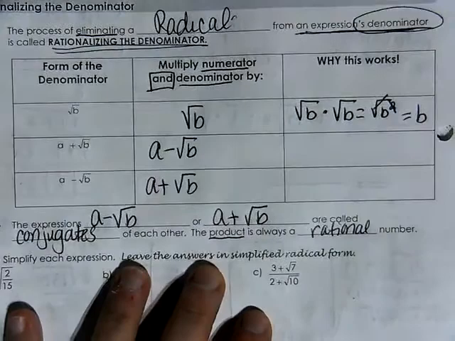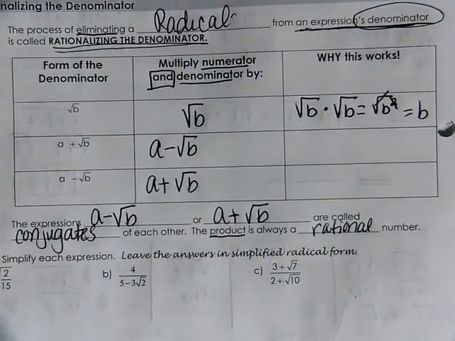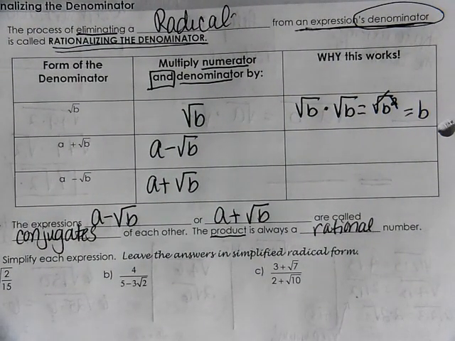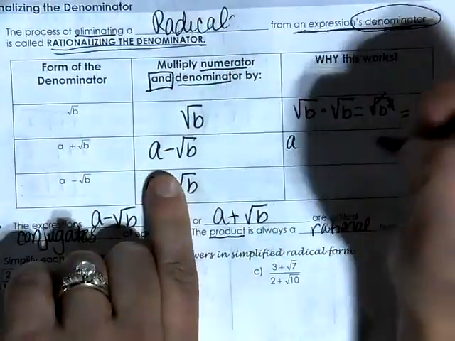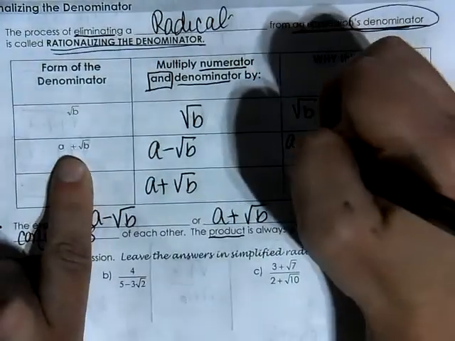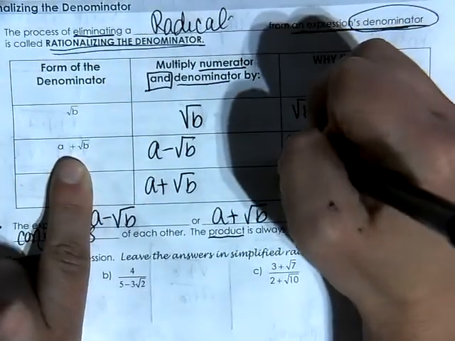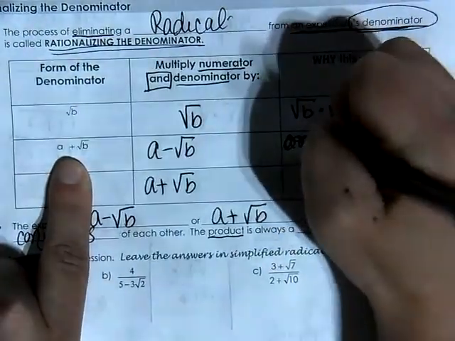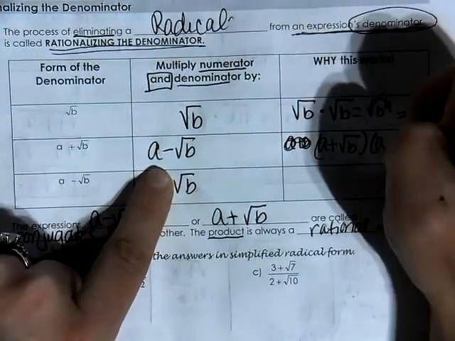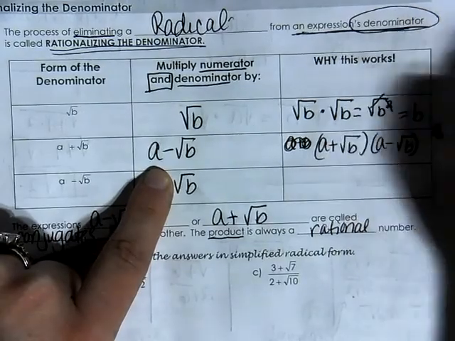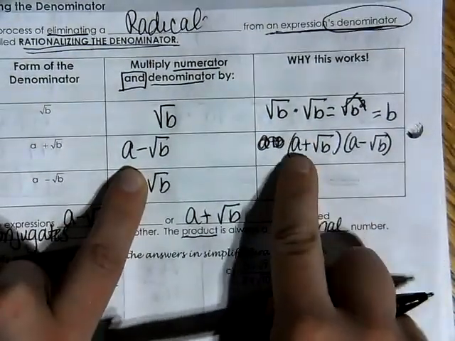And a rational number simply means it's a number that we can reason out. It's a number that will be nice to work with. It might be positive, might be negative. Here's why this works. If I were to multiply my denominator of a plus the square root of b, and I were to multiply it by a minus the square root of b, look at what the structure is.